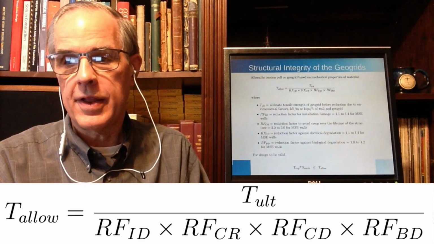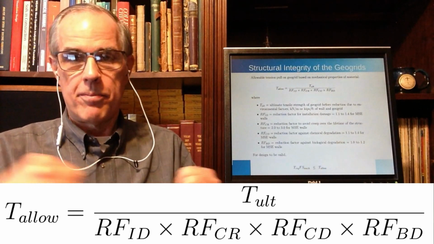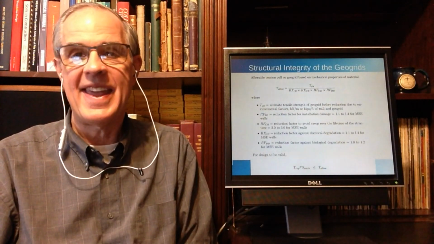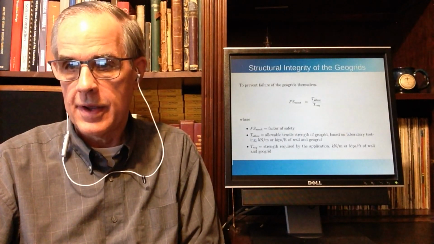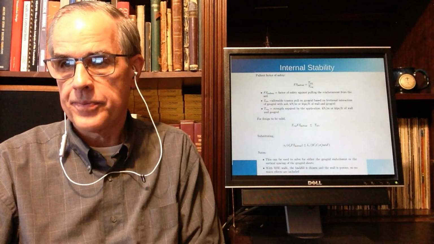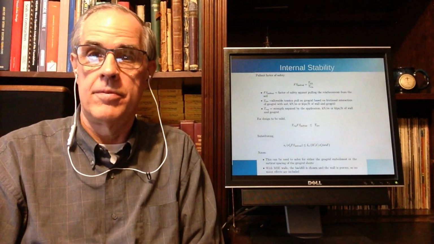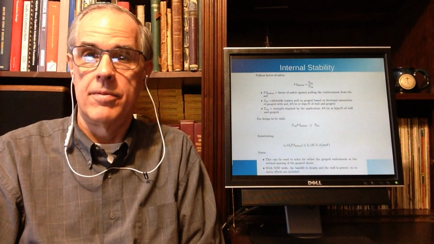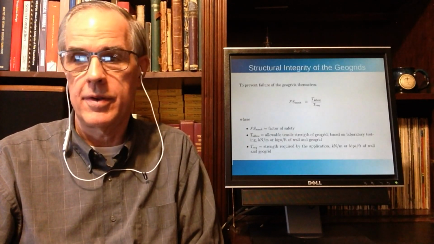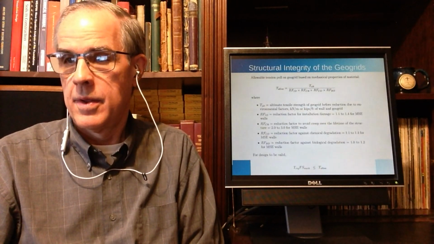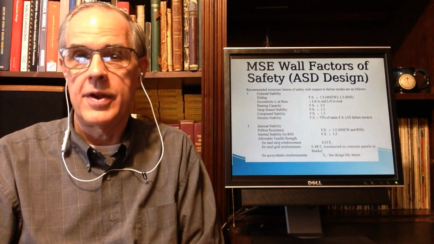For a design to be valid, the allowable has to be greater than or equal to the required pull times the mechanical factor of safety. The mechanical factor of safety here and the factor of safety for the pullout are not necessarily the same for a problem. So keep that in mind. Not necessarily at all. These are some suggested factors of safety, which are nice to know.